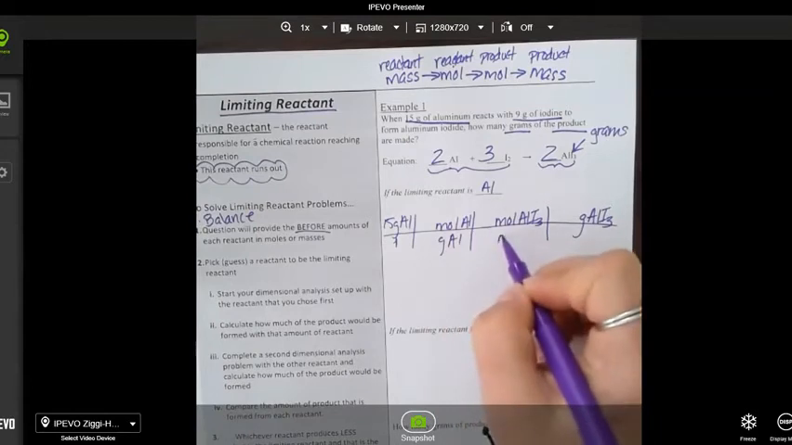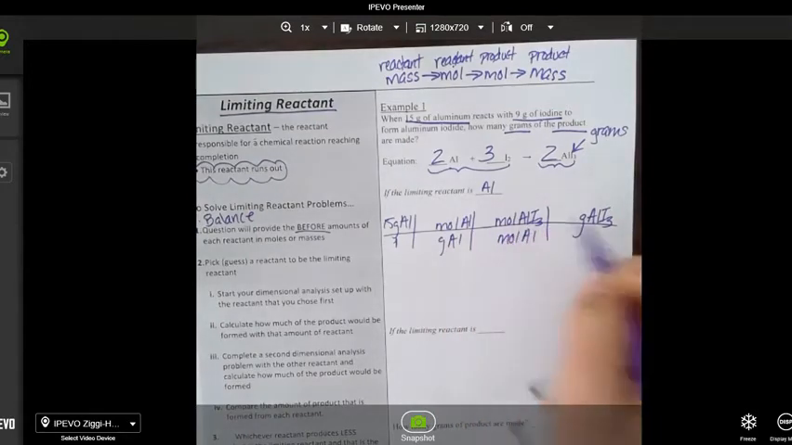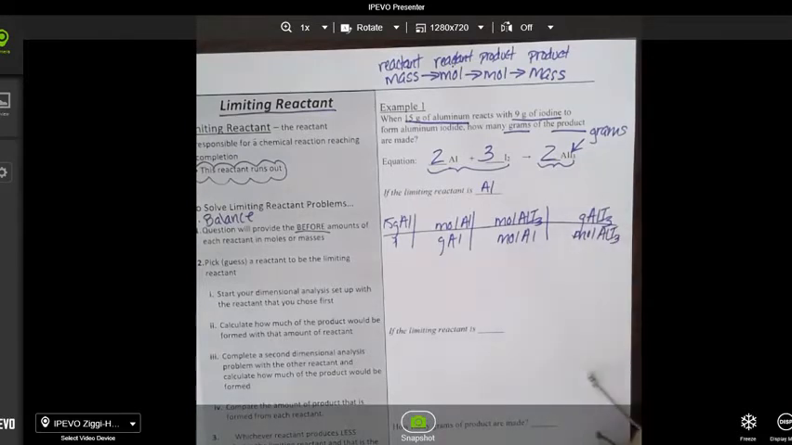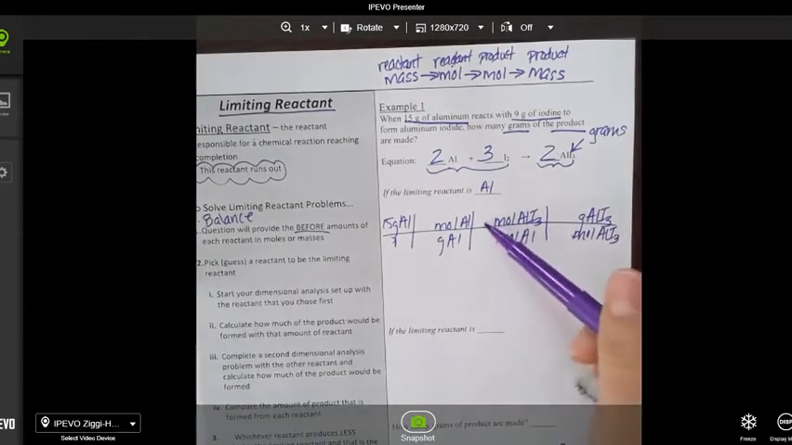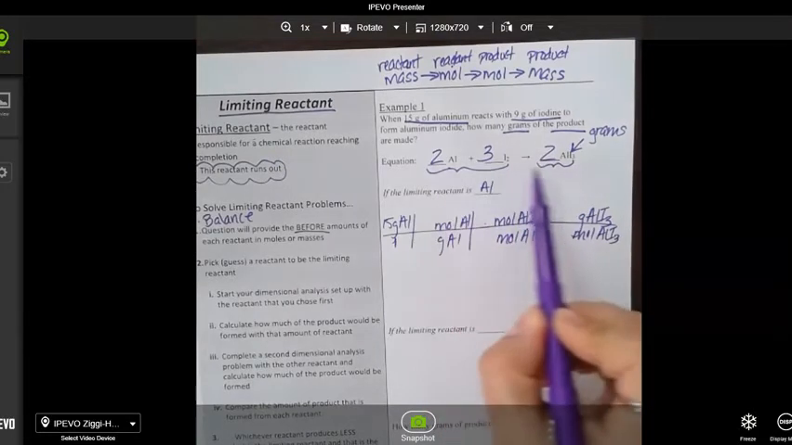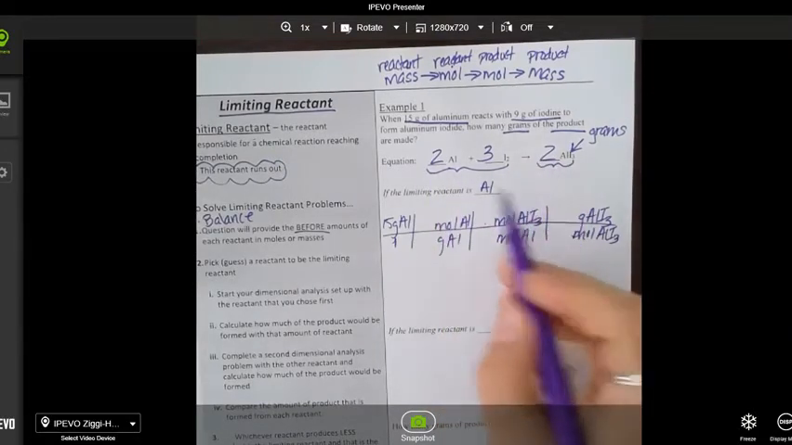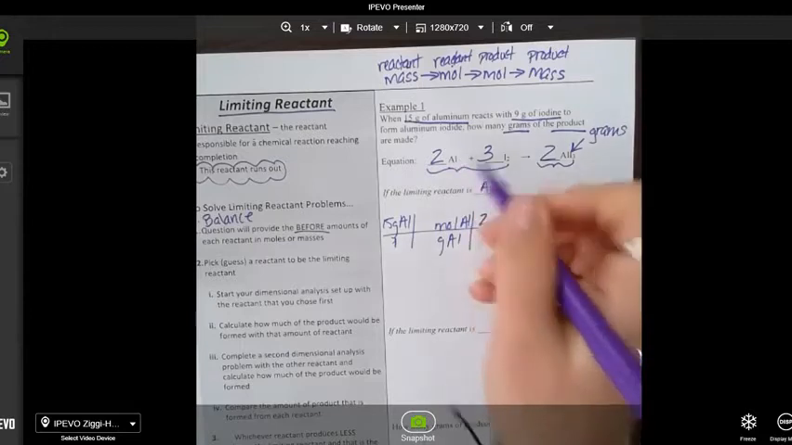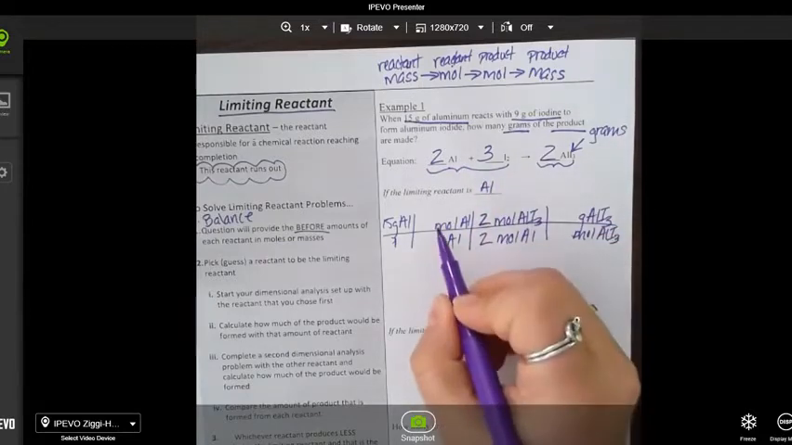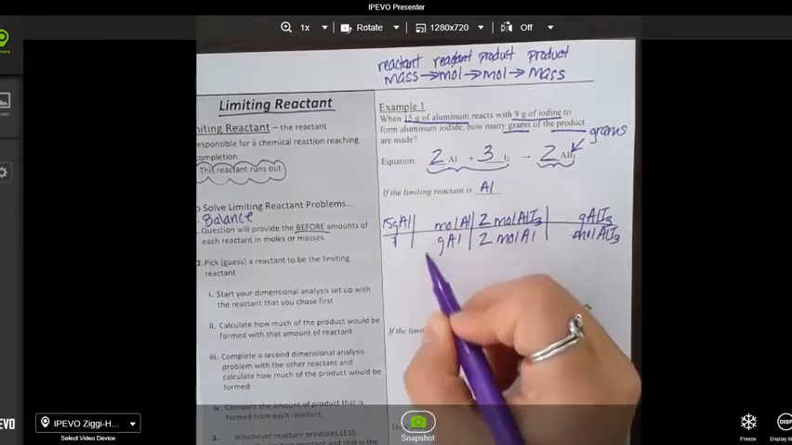Moles of aluminum, moles of aluminum. Moles of AlI3, moles of AlI3. Okay, now the mole to mole ratio comes from the ratio of my coefficients. So for every 2 moles of AlI3, there are 2 moles of Al.